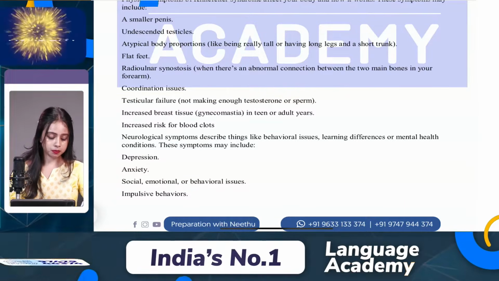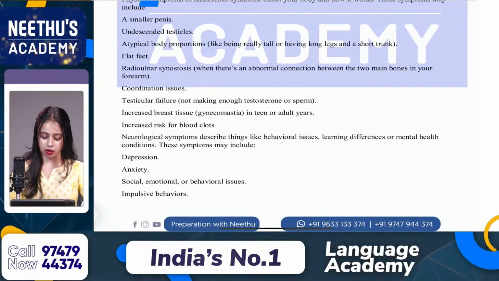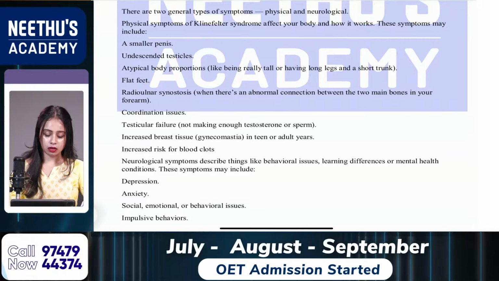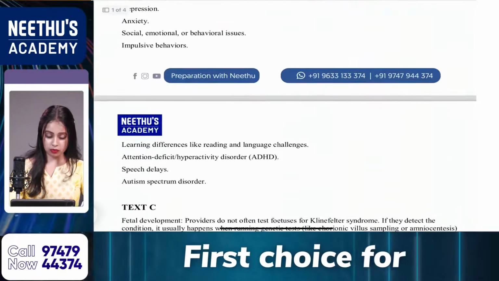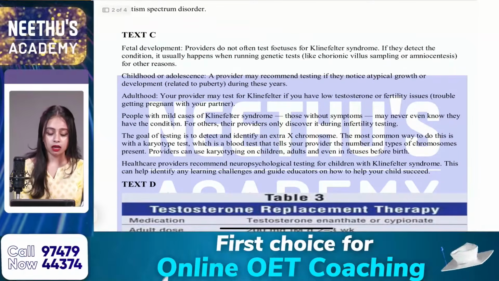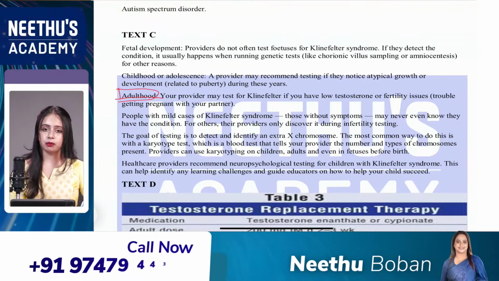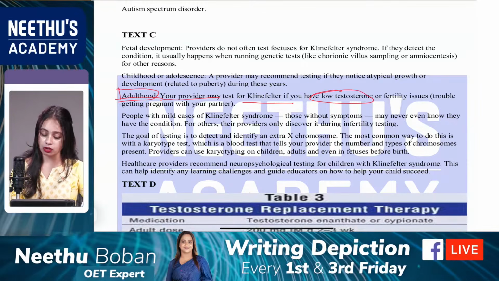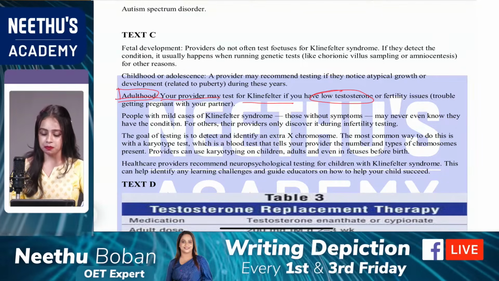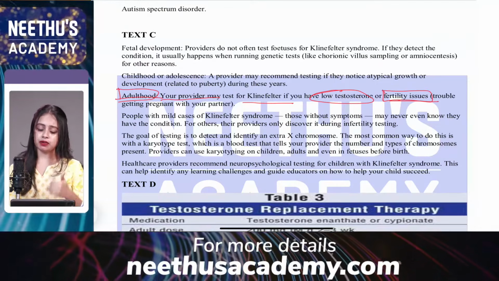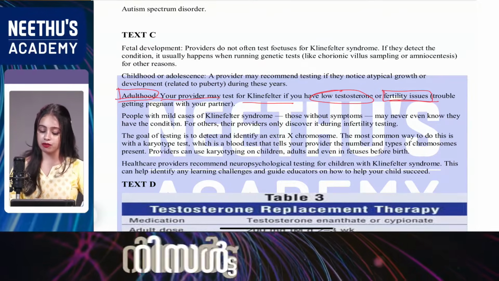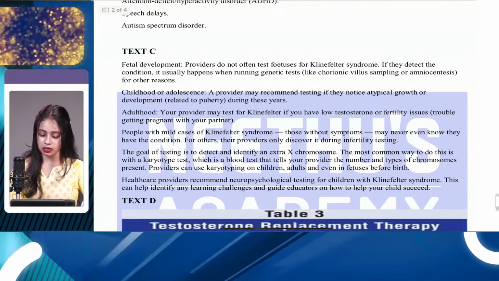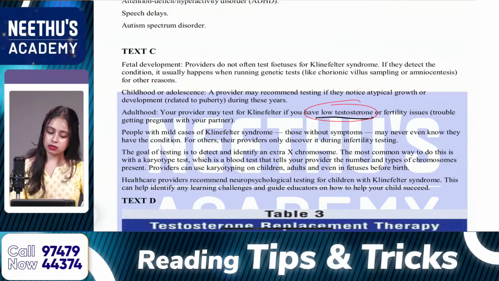So what is the problem? Low testosterone, which is mentioned here in text C. Yes, adulthood. So what about that? Your provider may test for Klinefelter if you have a low testosterone or fertility issue. As you can see there, fertility issues are already mentioned in the question, so you don't have to write it. You can write low testosterone from text C. That should be the correct answer.